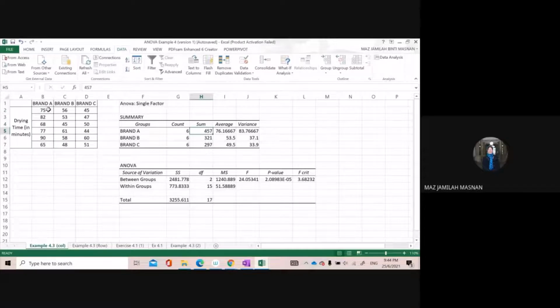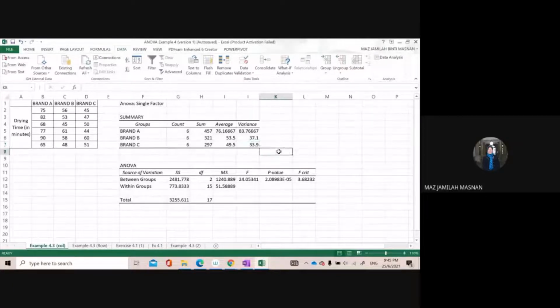Sum means that you add all these values, and then you get the summation. The average is the summation divided by the number of samples for each brand, and then you have your X bar, which will be 76.17. The same goes for brand B and brand C. And then you also have your variance for each brand A, B, and C. Okay, so that's how you can have your summary table and the information given in it.